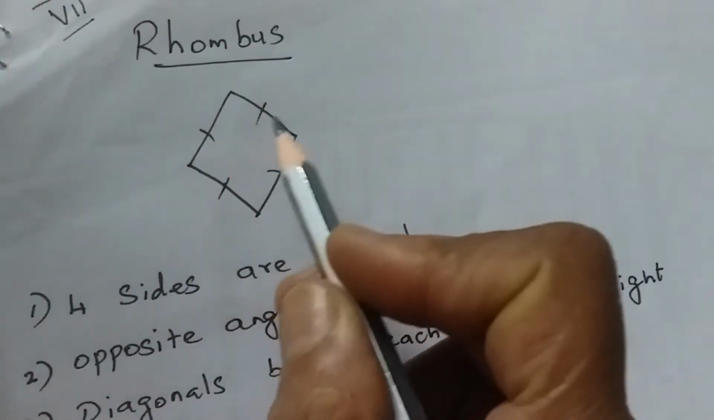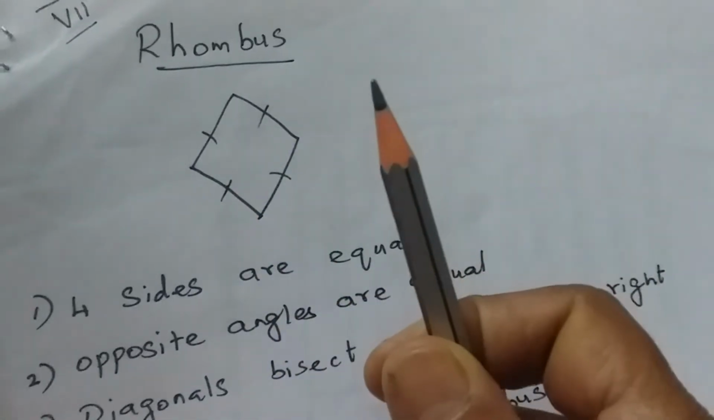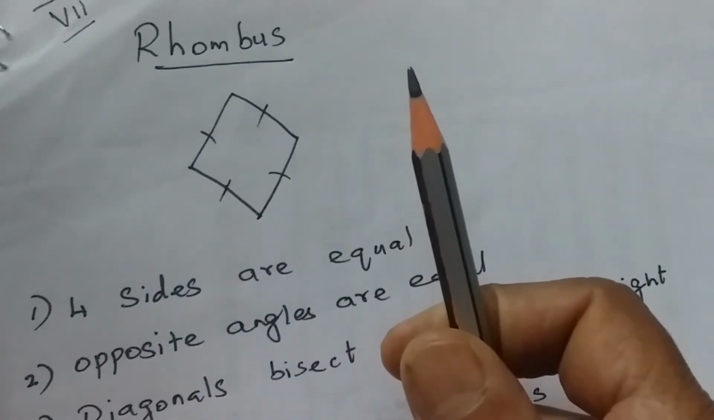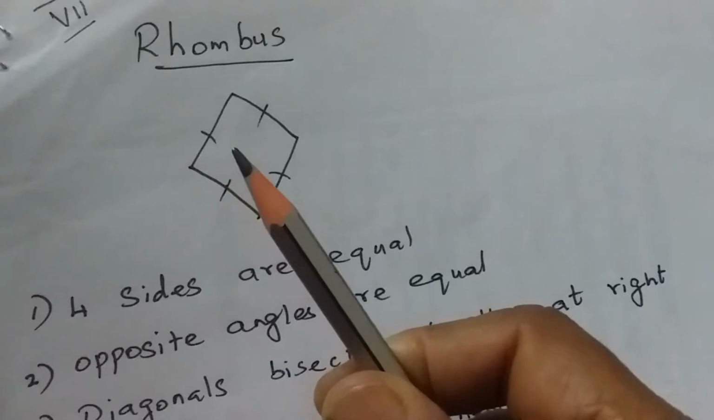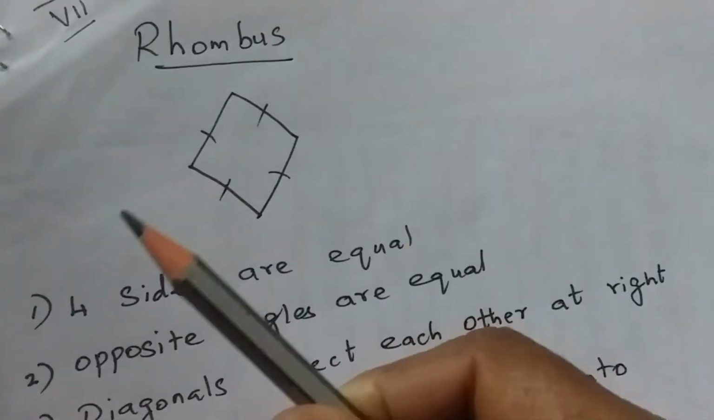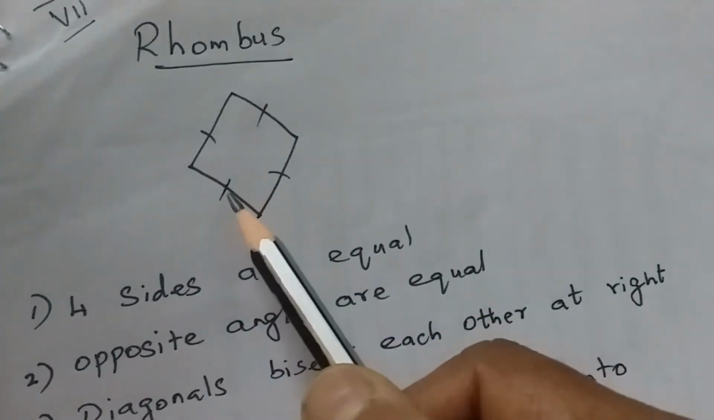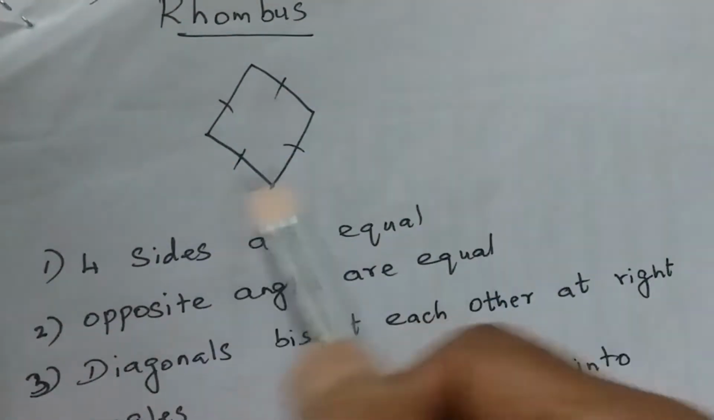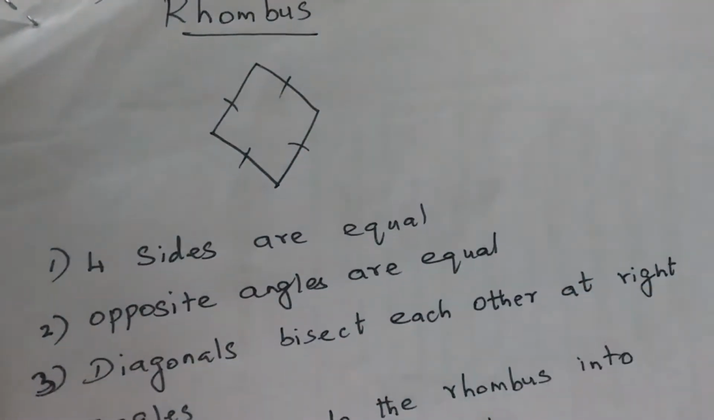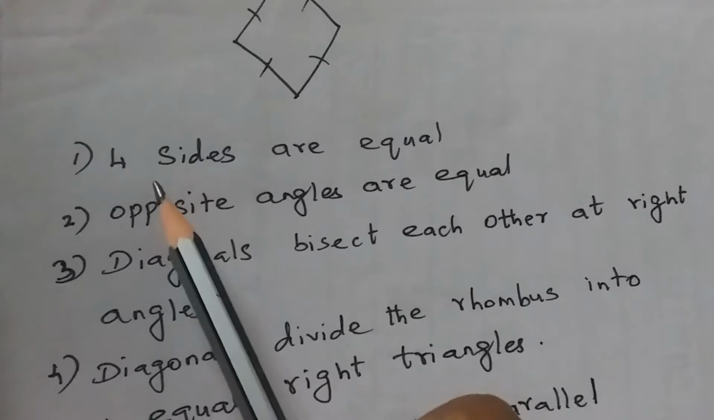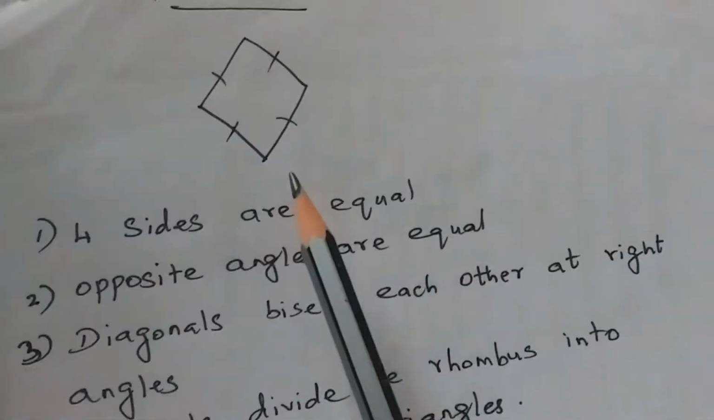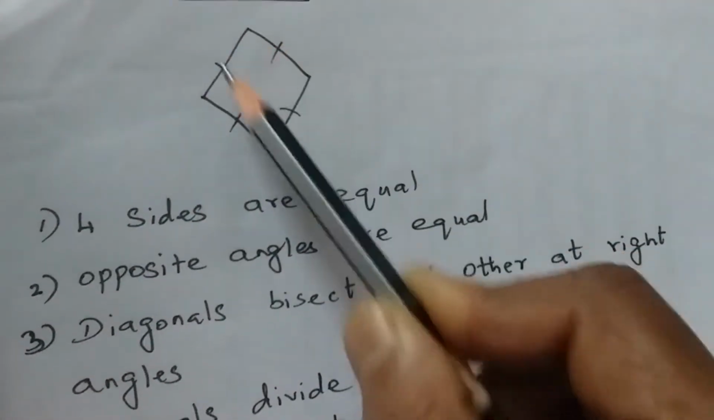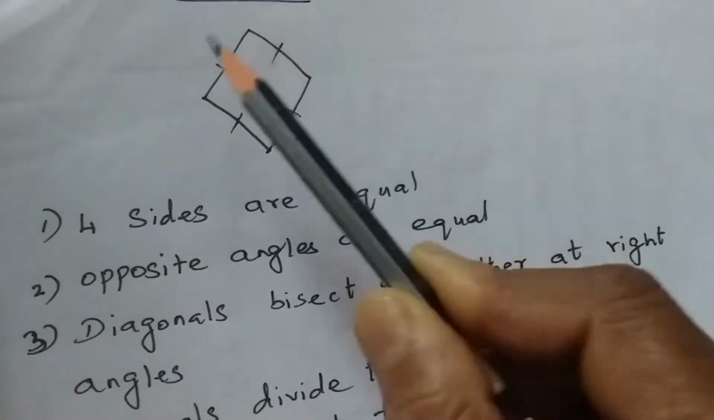And we have special types of quadrilaterals as square, rectangle, parallelogram, rhombus, and all these are special types of quadrilaterals in which we are going to see about rhombus. It has four sides. First, let us see the properties of rhombus. What is it? All the four sides are equal, just like square. Even in rhombus, all the four sides are equal.